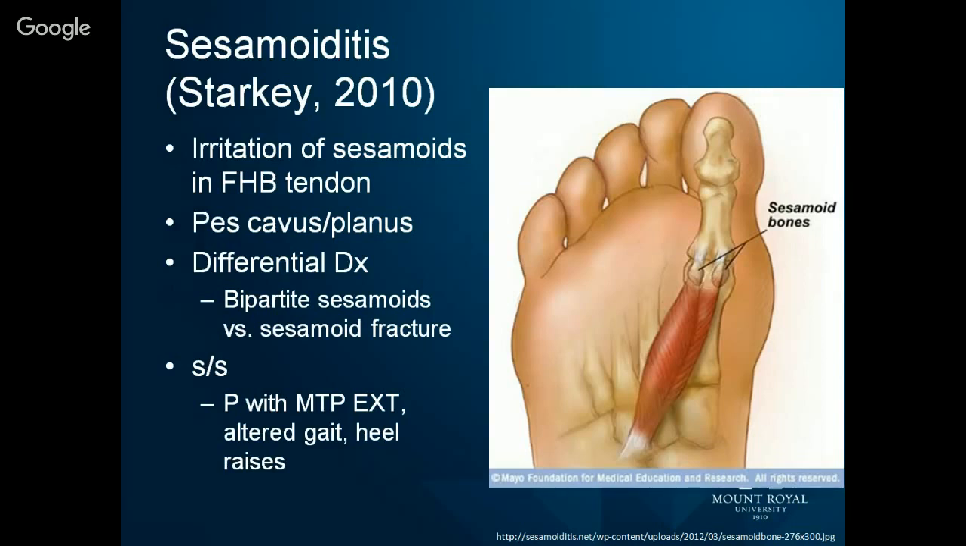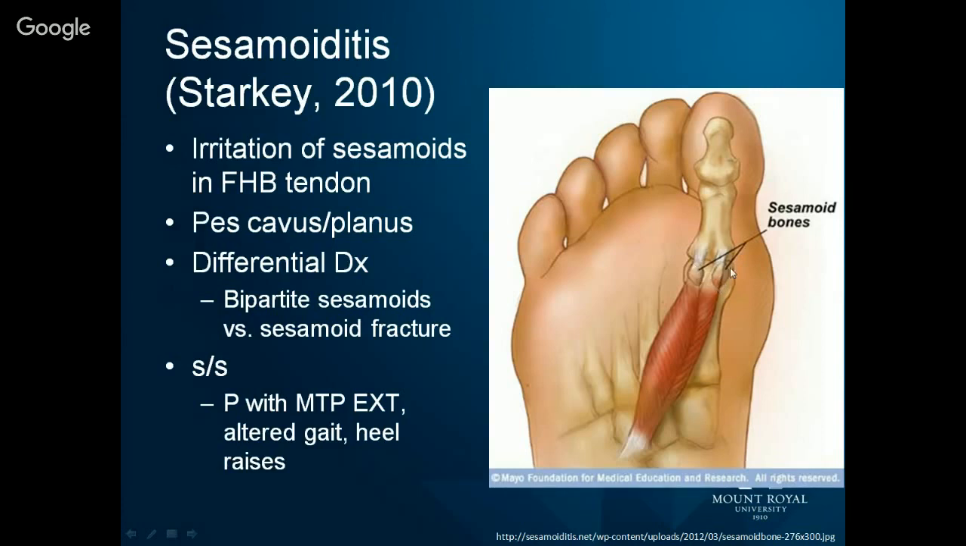The one thing that, as a therapist, you need to be able to differentiate is what's called a bipartite sesamoid. In other words, a sesamoid that didn't fuse, so it's naturally in two pieces, versus a sesamoid fracture, versus just a sesamoid that is just irritated.